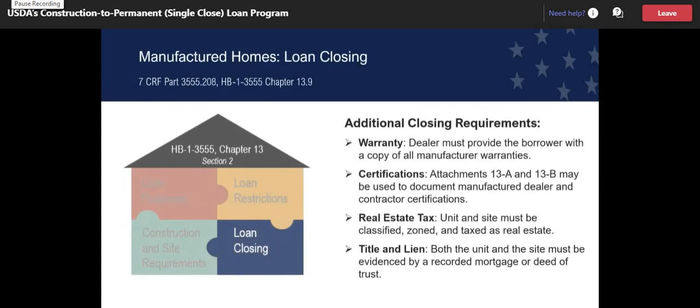Loan closing procedures are the same whether the guarantee is made for the purchase of a manufactured home or any other type of single family home. However, the lender should be aware of the following additional requirements. The dealer must provide the borrower with a copy of all manufacturer's warranties. The attachments 13A and 13B of our USDA handbook are required or can be used to make the certifications we talked about a while ago for the contractors. The unit and site must be classified, zoned, and taxed as real estate, so these are not chattel loans. Both the unit and the site must be evidenced by a recorded mortgage or deed of trust.